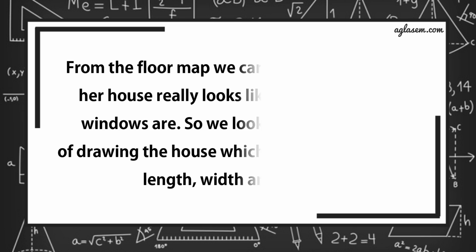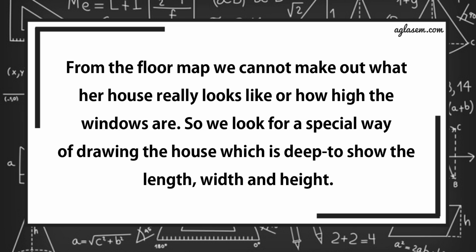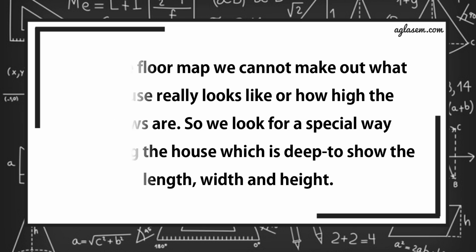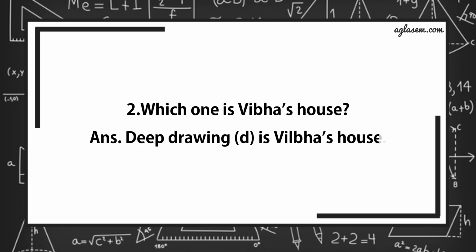From the floor map, we cannot make out what her house really looks like and how high the windows are. So we look for a special way of drawing the house, which is deep, to show the length, width and height. Further, question number 2 says, which one is Vibha's house? So guys, you can see in your book that D is Vibha's house.